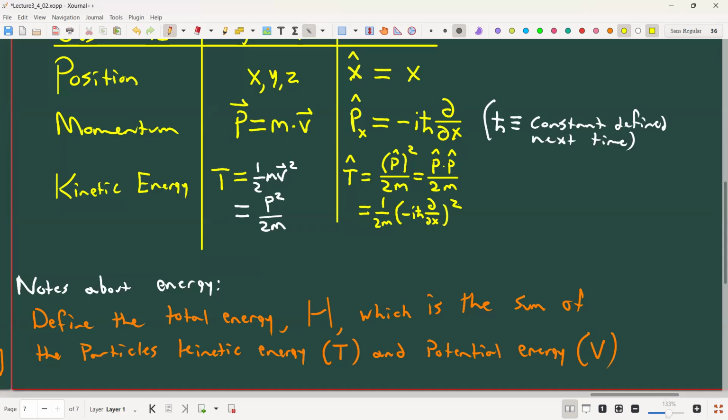Well, we can do some math here. The minus signs cancel out. Right? Minus 1 squared is 1. i squared is minus 1, so we get a minus sign back. We have a 2m. So that's minus h bar squared over 2m. And then we have the square of the derivative operator. Well, that's just the derivative operator operating on the derivative. So it's a derivative of a derivative, which is just the second derivative.